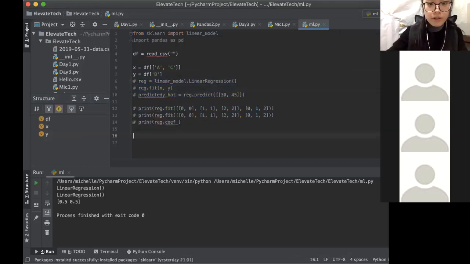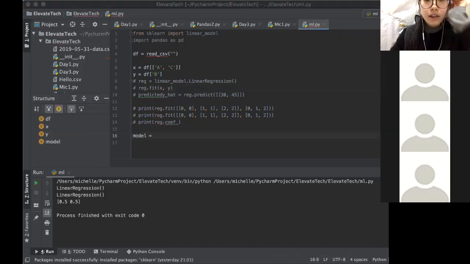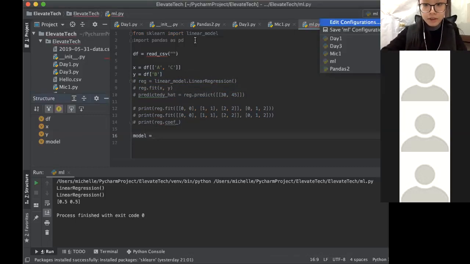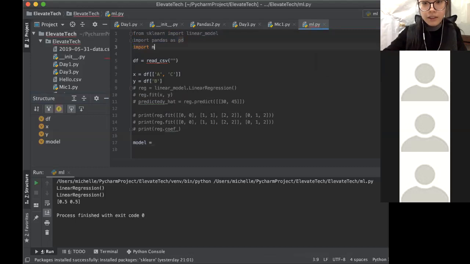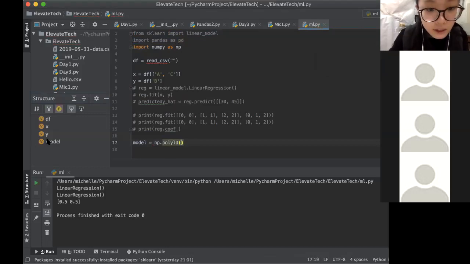So you can also have a model, and this model needs an import of numpy. So I'm going to import numpy as np, and for this model, the function that we're going to use is poly1d, and then we're going to put np.polyfit. Polyfit just means polynomial fit.